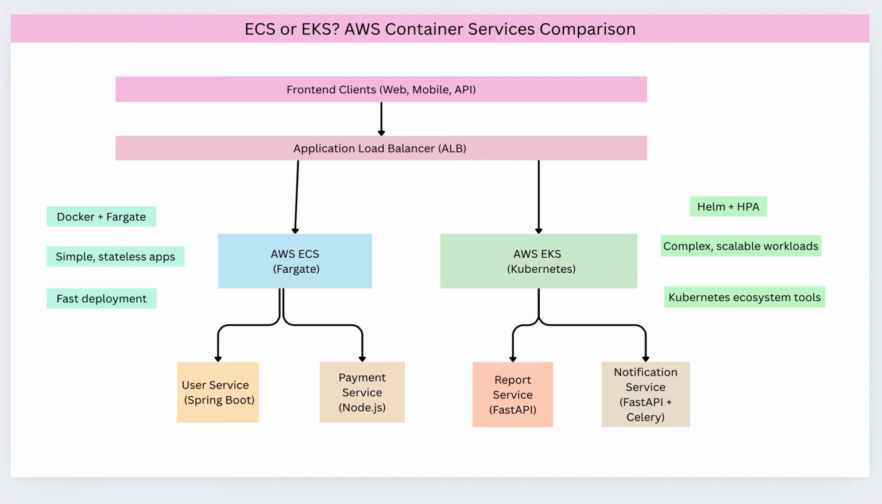Now let's talk about AWS ECS, or Elastic Container Service. ECS is a container orchestration service that makes it easy to run and manage Docker containers at scale. For example, services like our user service built with Spring Boot and payment service built with Node.js ran on ECS.